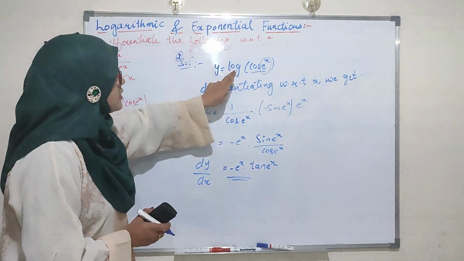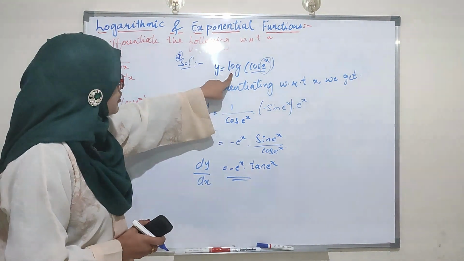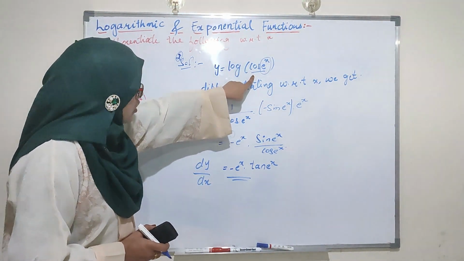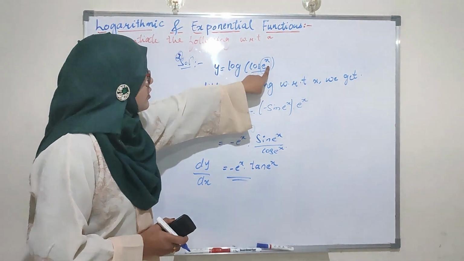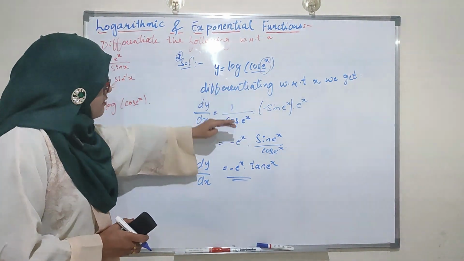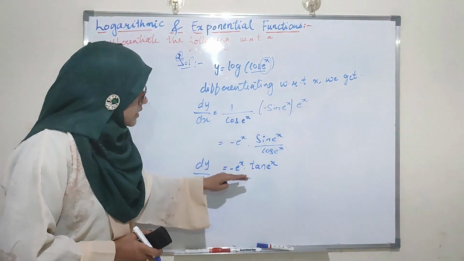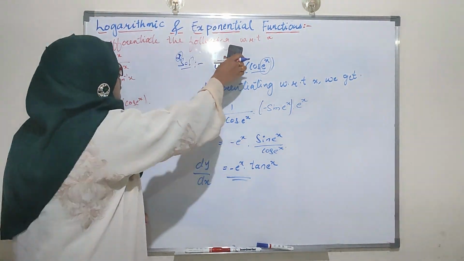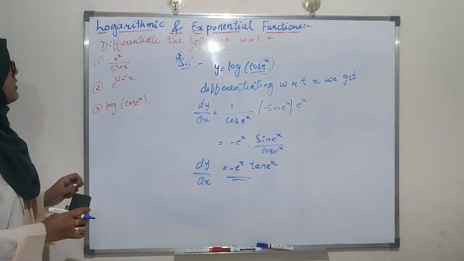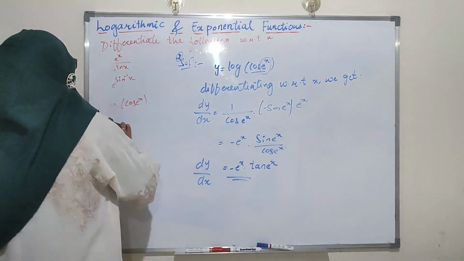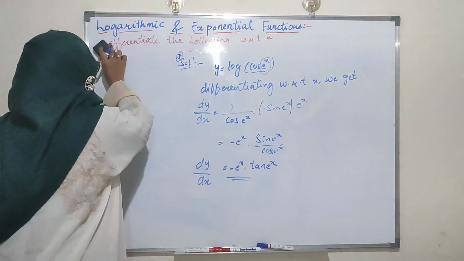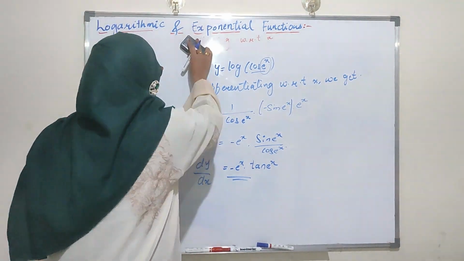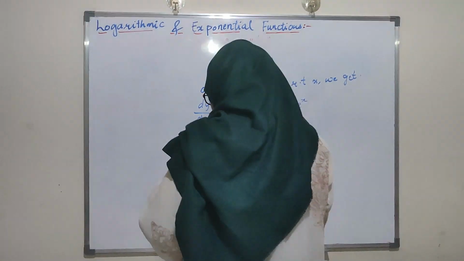Just don't get confused. Here we are differentiating 3 times: first for log x, second for cos, and third, lastly for e raised to x. Then after making some substitution, we got the final answer. This is the differentiation for exponential function. Now I will show you differentiation for the logarithmic function. How to differentiate using logarithmic differentiation, I will show you.